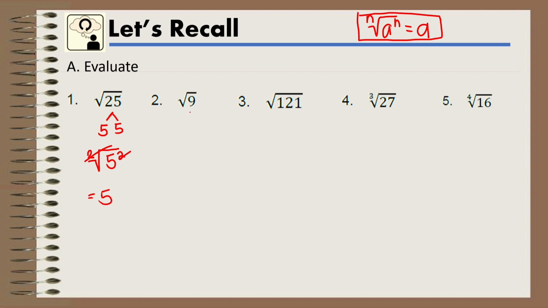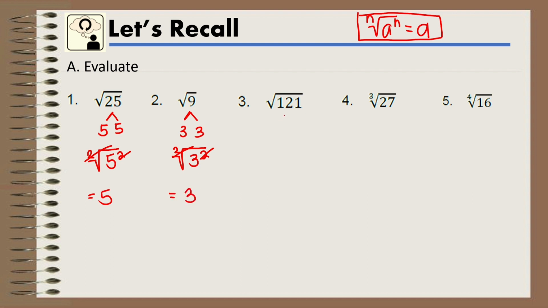Number 2, if we have the square root of 9, that is 3 multiplied by 3. So that is the square root of 3 raised to 2. So our index is 2 and the power is 2, so we can cancel them out. The answer is only 3.